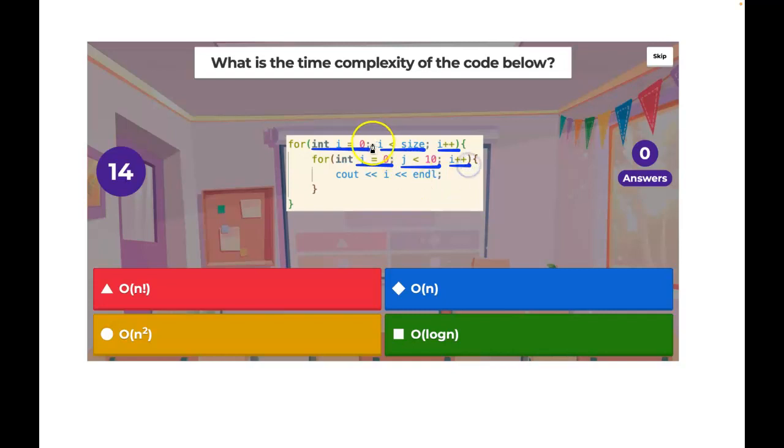And so because the outside is doing i less than size, we know that that is O of n. And because the inside is doing j less than 10, which is a constant time, we know that's O of 1, so O of constant time. And with that being said, when we put those together, we're just going to drop the 1 and go with O of n. And so that is our answer choice here.